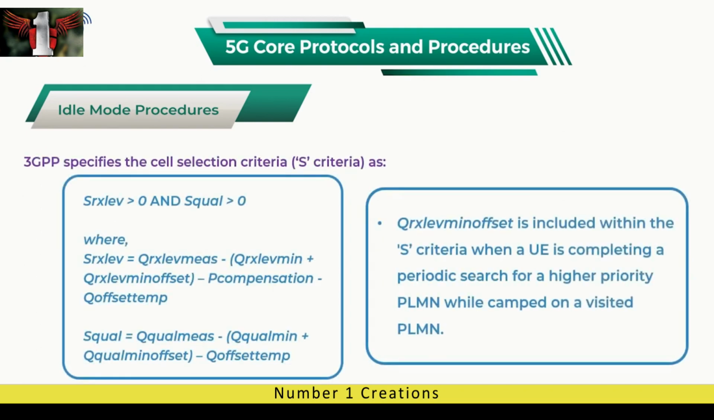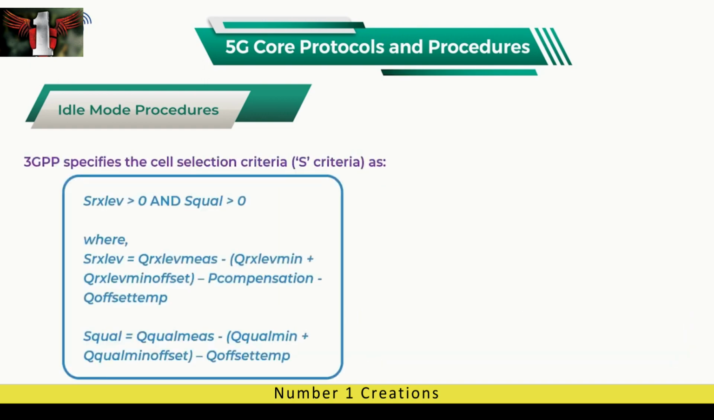QRX level minimum offset is included within the S criteria when a UE is completing a periodic search for a higher priority PLMN while camped on a visited PLMN. The value of QRX level minimum offset is always positive, so the cell selection criteria becomes more stringent. The objective of using this offset is to help reduce the potential for ping pong.